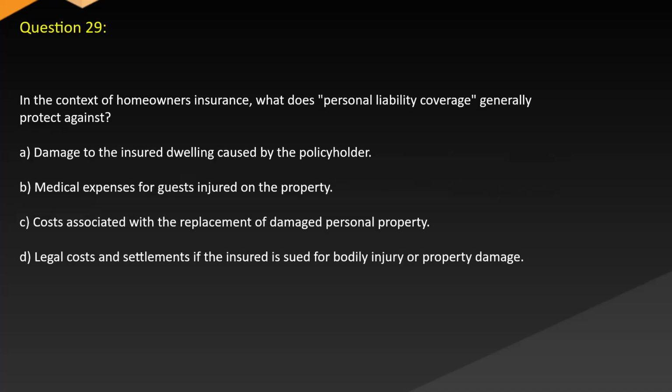Question 29. In the context of homeowners insurance, what does personal liability coverage generally protect against? A. Damage to the insured dwelling caused by the policyholder. B. Medical expenses for guests injured on the property. C. Costs associated with the replacement of damaged personal property. D. Legal costs and settlements if the insured is sued for bodily injury or property damage.